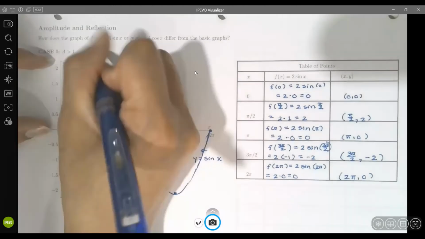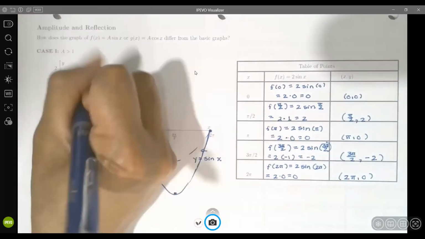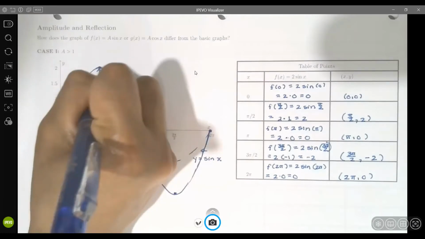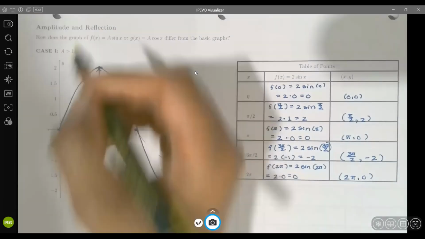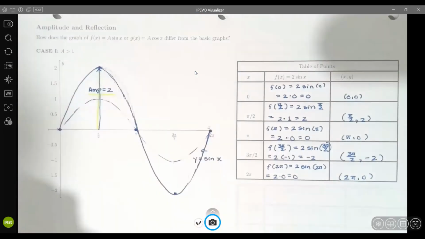Okay. Yeah, so this here, this amplitude is 2. So that's the main change that we see when we put that 2 on there. You guys have any questions for this problem?